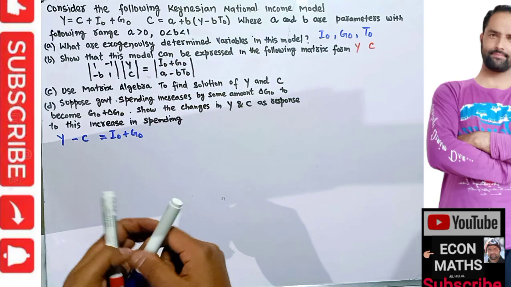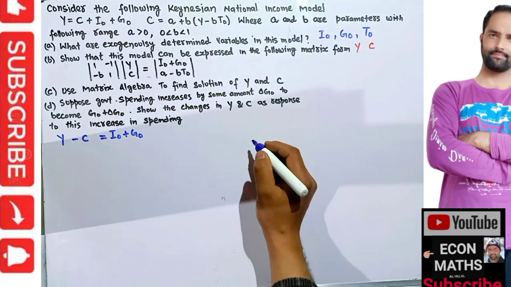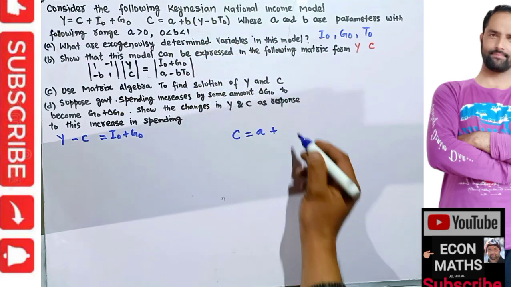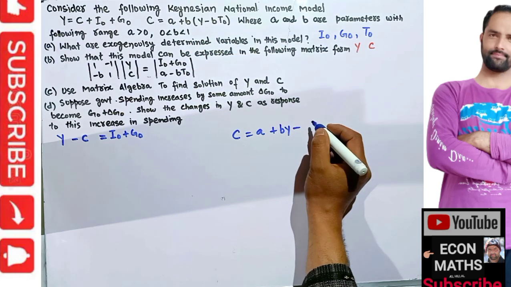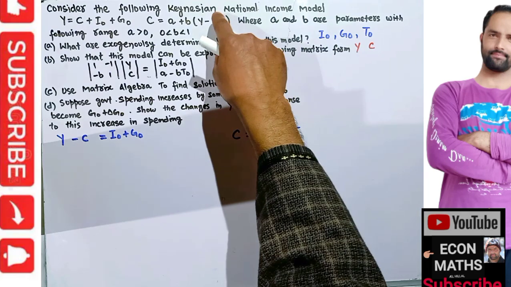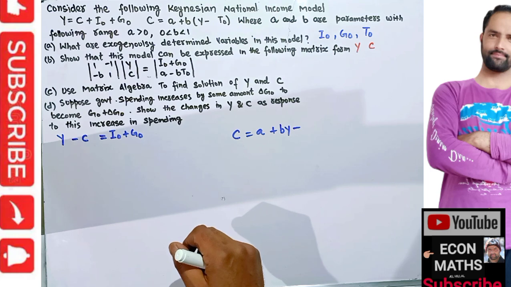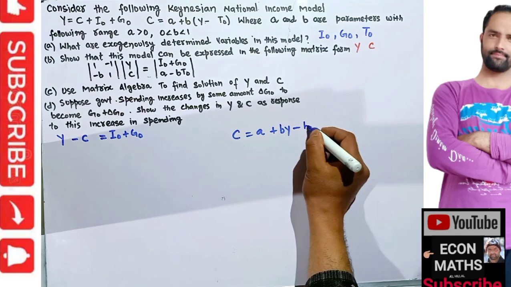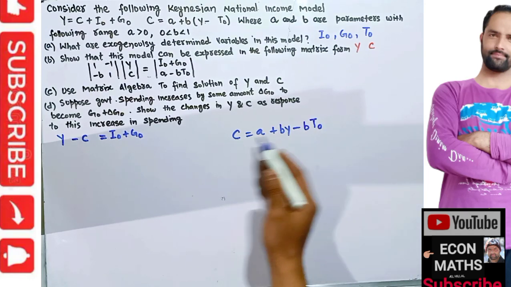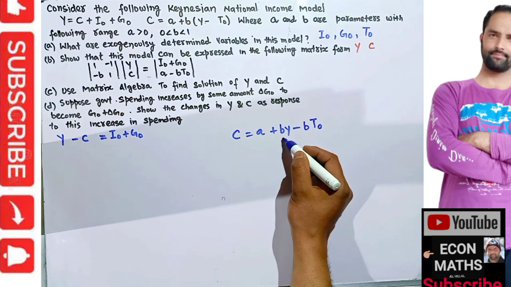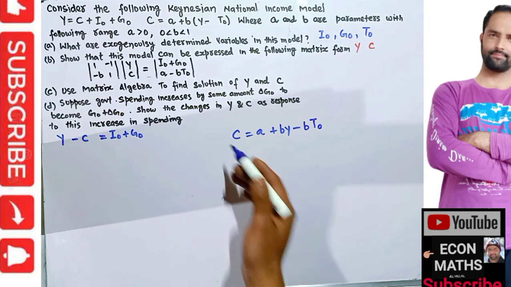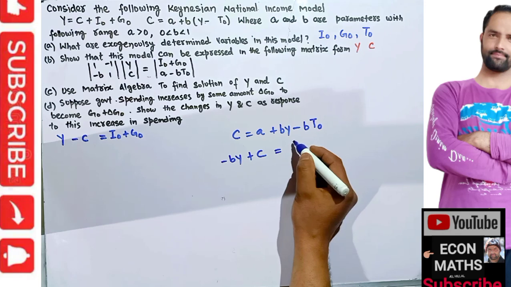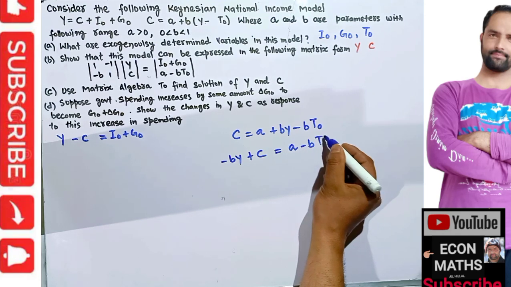Same thing I will do for this equation. Let me rewrite it for the sake of simplicity. We have C is equal to A plus B times Y minus T naught. So B times Y is BY, minus B T naught. If I transpose the endogenous variable BY, I can write this equation in this form, that is minus BY plus C is equal to A minus B T naught.